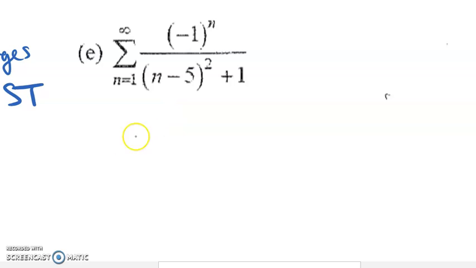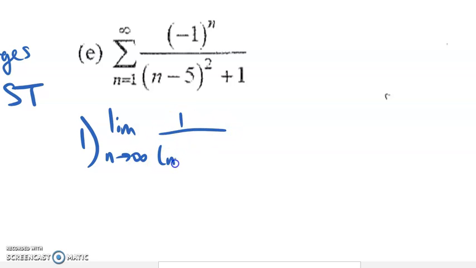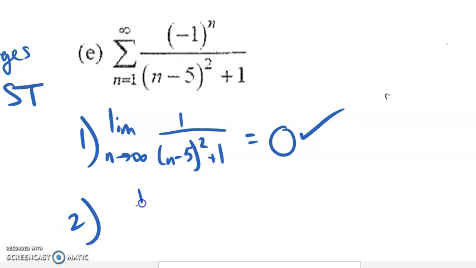Next, we'll ask the question first, does the individual term approach 0? Well, infinity minus 5 is infinity. Infinity squared is infinity. Infinity plus 1 is infinity. And 1 divided by infinity is 0. So that checks out. The next question is, if we replace the n with an n plus 1, is that term smaller than this term?